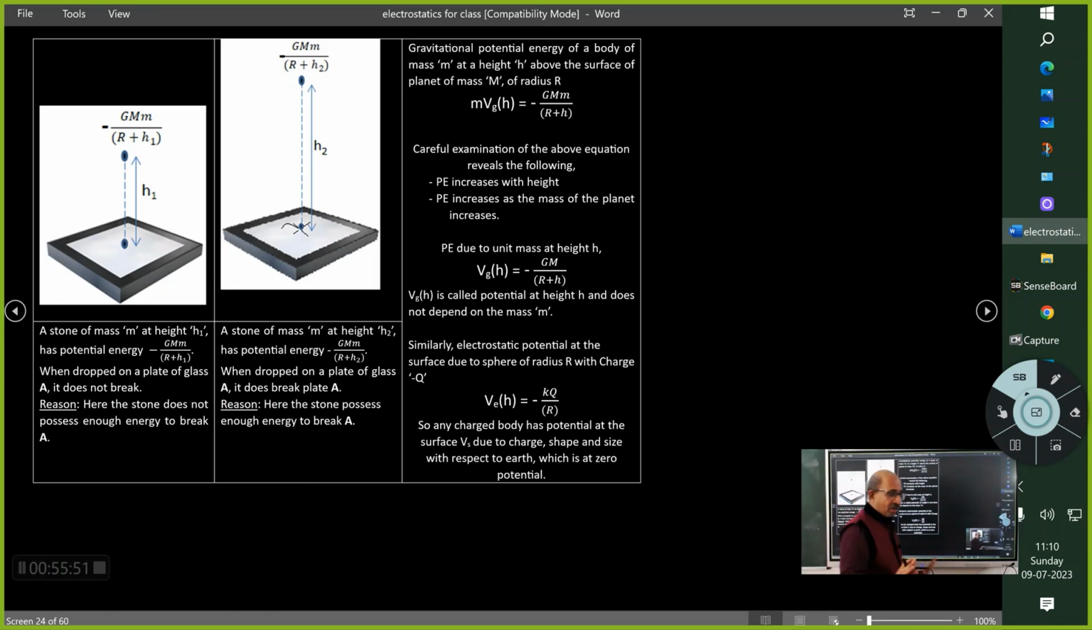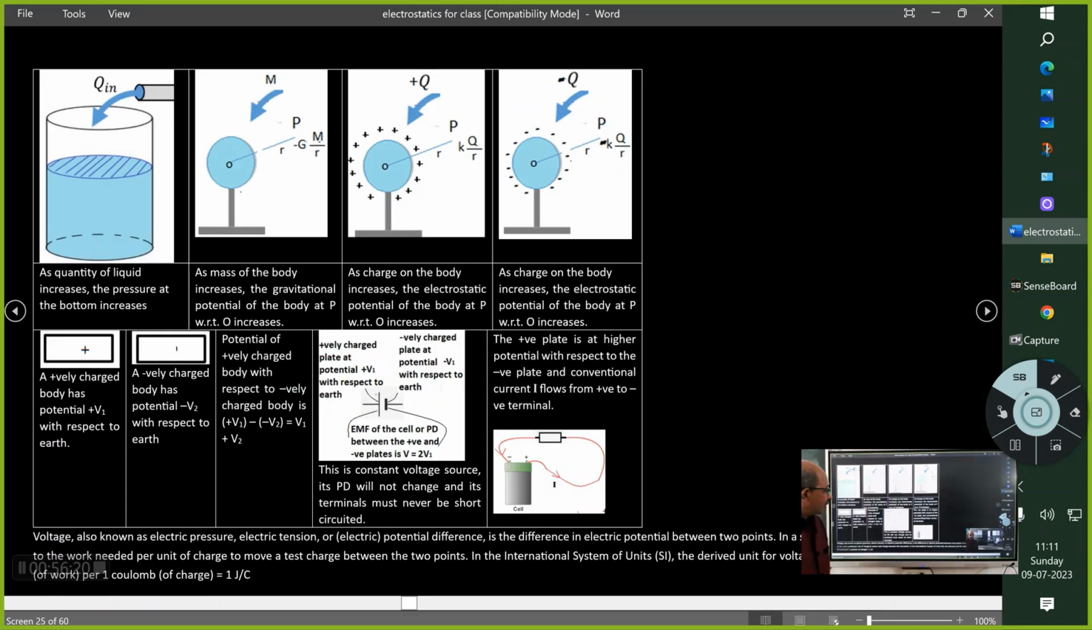Now I suppose all of you understood the concept of potential and potential difference. Potential difference is the difference between the potentials of two points. In the exam, it is the difference in the potential between two points. It is a potential difference between two points. Clear, friends? Good students.